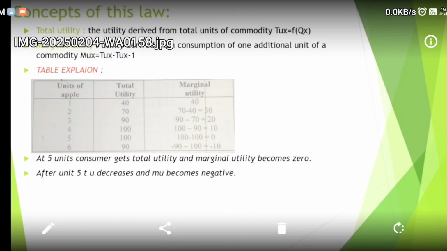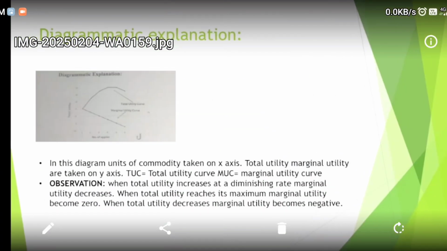Suppose the consumer is consuming apples. The following table explains the total utility and marginal utility of consumption. At 5 units of the commodity, the consumer gets the highest total utility and marginal utility becomes 0. After the 5th unit, total utility decreases and marginal utility becomes negative.